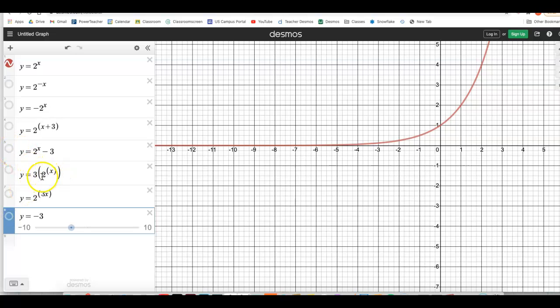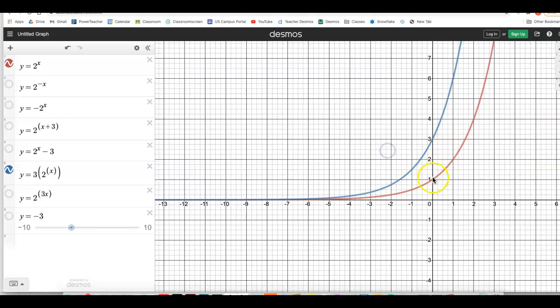What if I multiply my graph by 3? Well, this dilates it vertically by 3 places. So what it's doing is it's moving it up, or multiplying by 3.